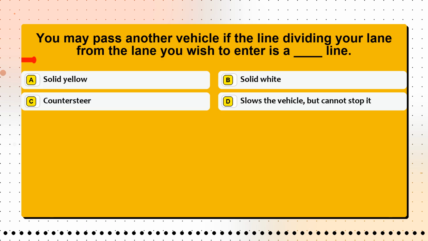Question 19. You may pass another vehicle if the line dividing your lane from the lane you wish to enter is a blank line. Here are the options. Option A, solid yellow. Option B, solid white. Option C, counter steer. Option D, slows the vehicle but cannot stop it.